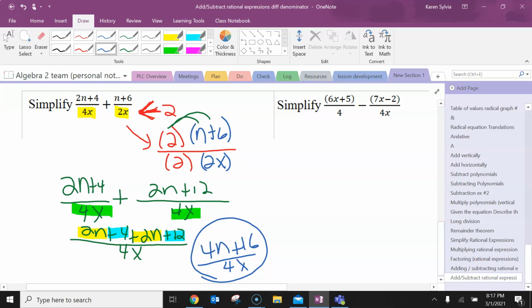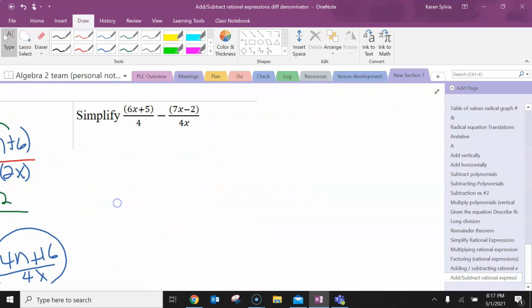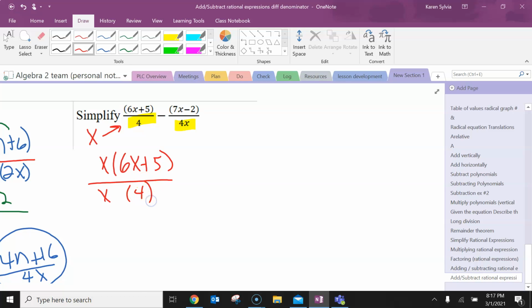Now let's look at the subtraction one. So with the subtraction one, I'm still in the same starting point where I need to create a common denominator. So when I consider this, I need to multiply that first one by x so that both denominators will be 4x. I'm going to slide down and multiply the entire ratio, top and bottom, by that x. So I'm doing x over x.